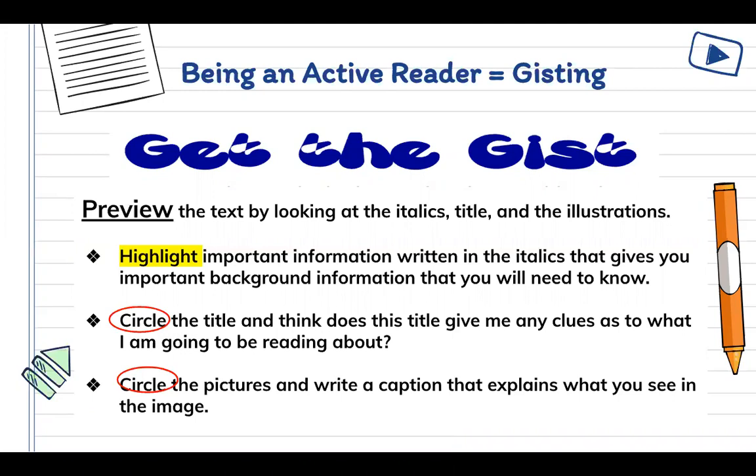Next, we need to circle the pictures and write a caption that explains what you see in the image. If you see something going on in a picture or an illustration, sometimes it's a lot easier for you to write out what you're seeing. That way you can see how it connects to the text or the story that you're reading.